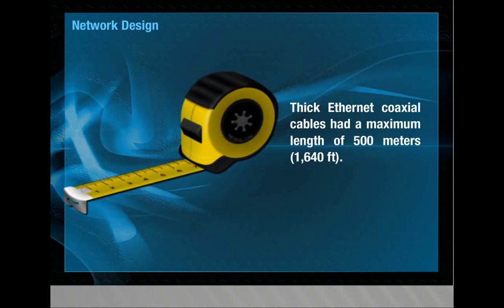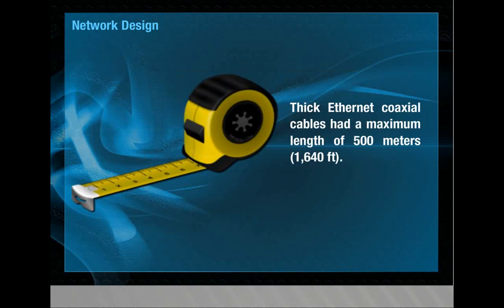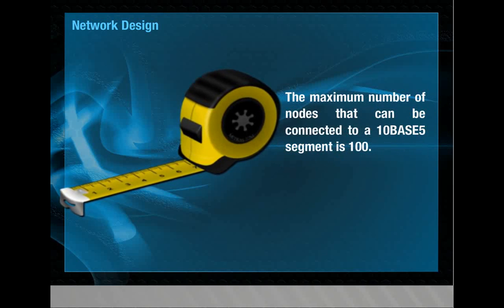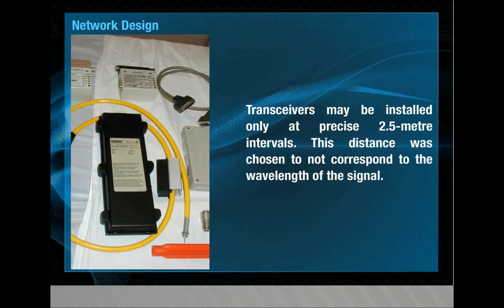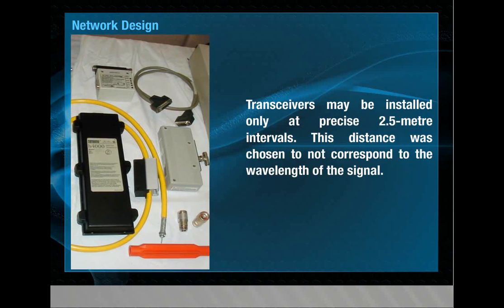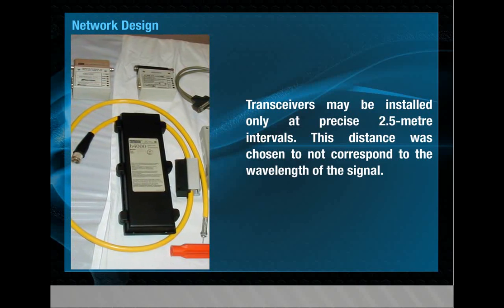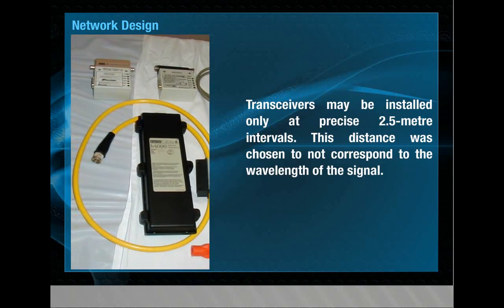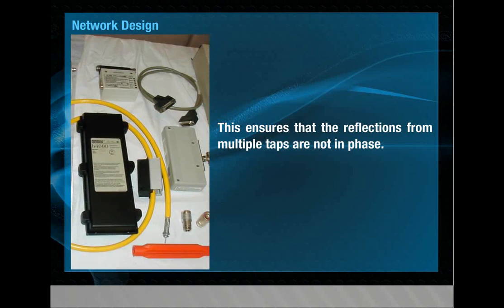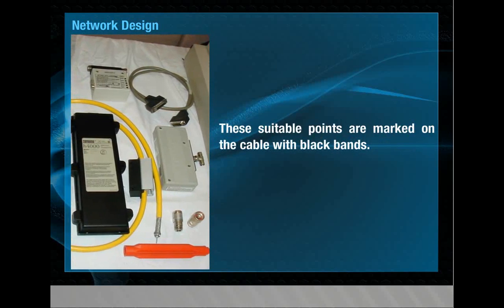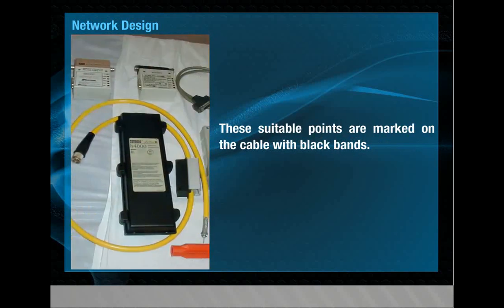Network design: thick Ethernet coaxial cables had a maximum length of 500 meters, that is 1640 feet. The maximum number of nodes that can be connected to a 10Base5 segment is 100. Transceivers may be installed only at precise 2.5 meter intervals. This distance was chosen to not correspond to the wavelength of the signal. This ensures that the reflections from multiple taps are not in phase. These suitable points are marked on the cable with black bands.